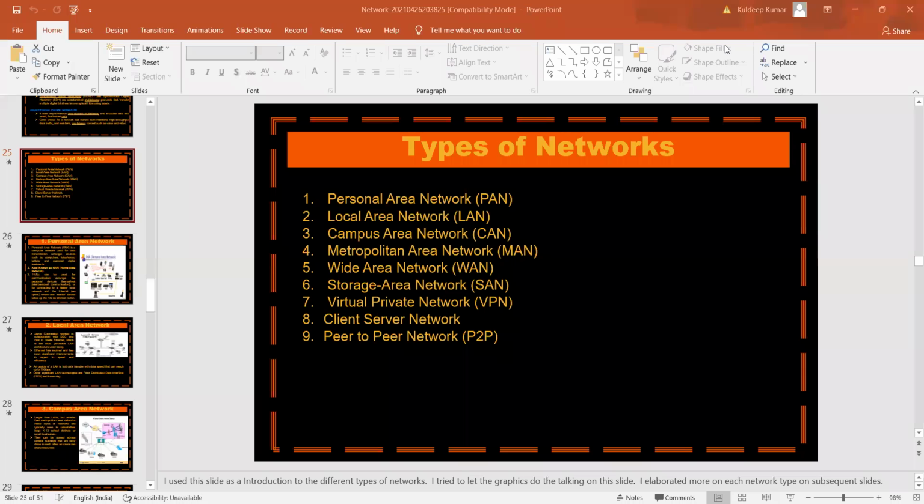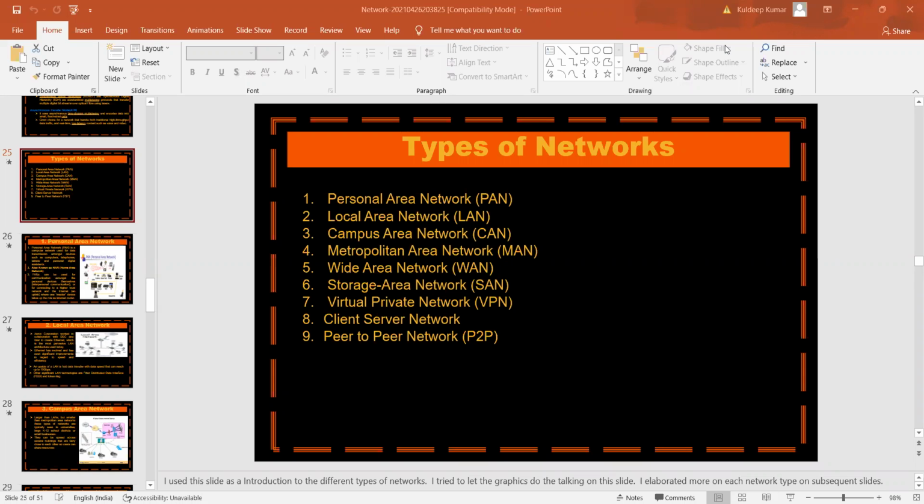Moving forward, now look at the types of network. There are basically mainly three types of network. First one is LAN, which is also known as local area network. Second one is WAN, which is known as wide area network. And third one is MAN, which is known as metropolitan area network.